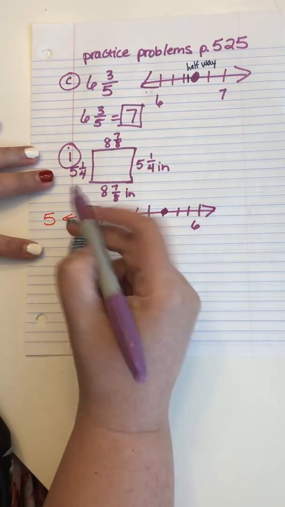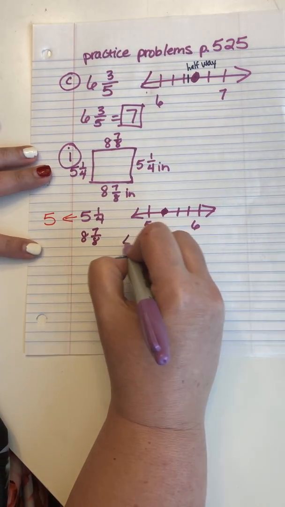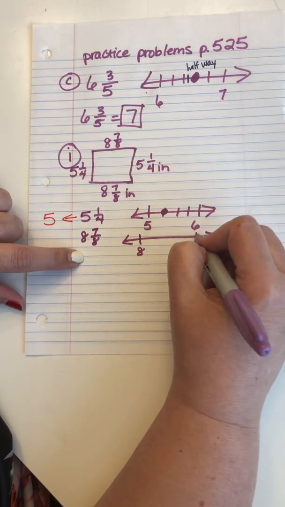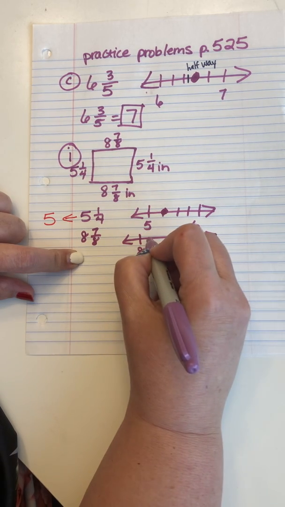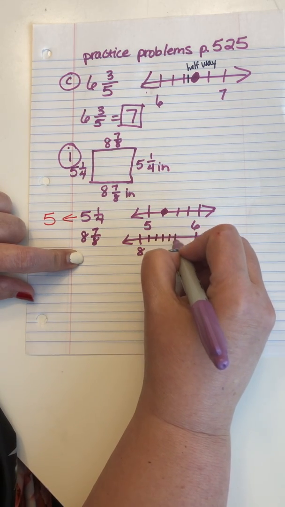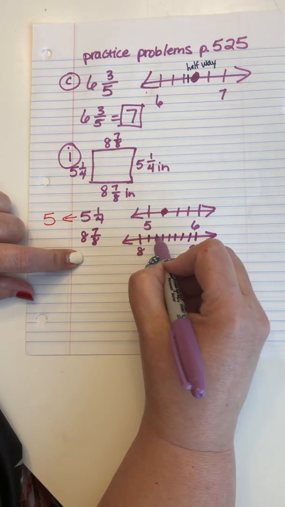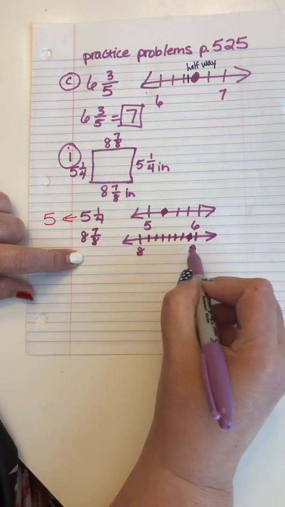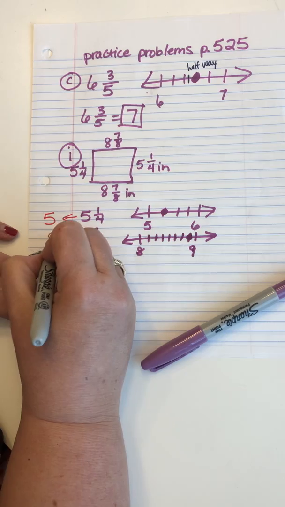Then our other number is 8 7/8. If you draw your number line, you'll have 8, because it's past 8, but it's not made it all the way to 9, and you break it into 8 pieces. So 1, 2, 3, 4, 5, 6, 7, 8. And I'm supposed to go to 7, so 1, 2, 3, 4, 5, 6, 7. Is it closer to 8 or 9? The answer is it's closer to 9. So that's going to go to 9.